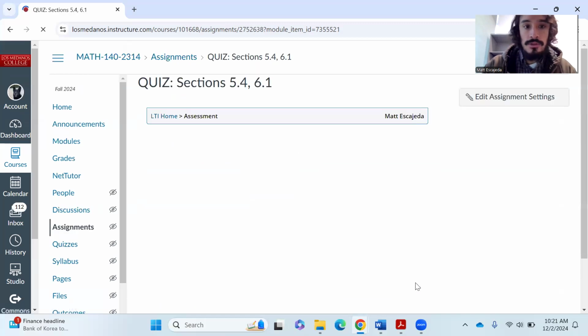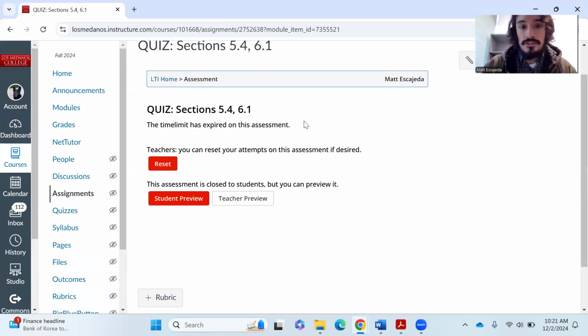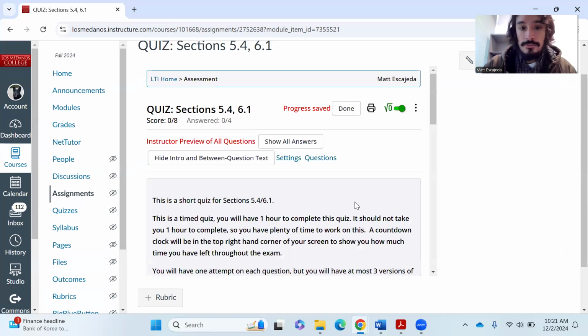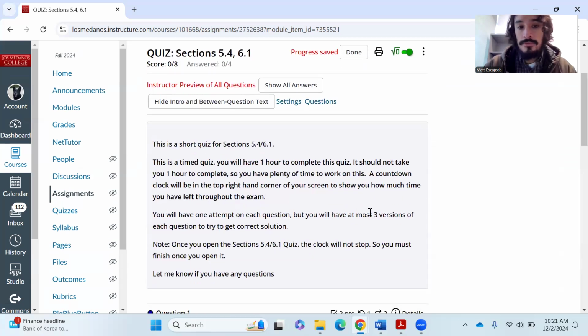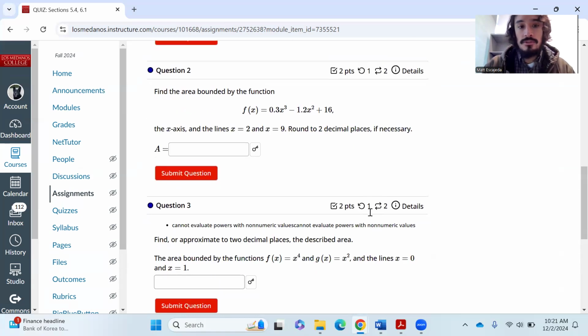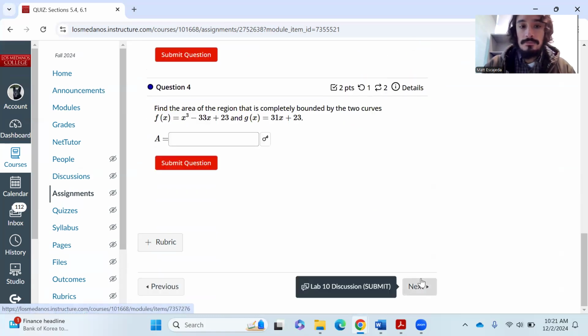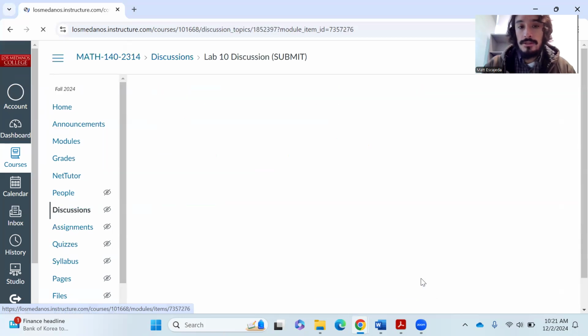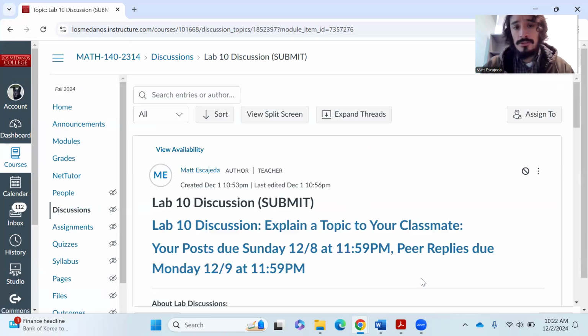Okay, so moving on to our last quiz. So section 5.4, 6.1 quiz. Same rules apply, a 1 hour, 3 versions of each question, timed quiz, but it shouldn't take you an hour. Just a couple questions, only about 4. But make sure to get that done for this week. That'll be due next Tuesday.